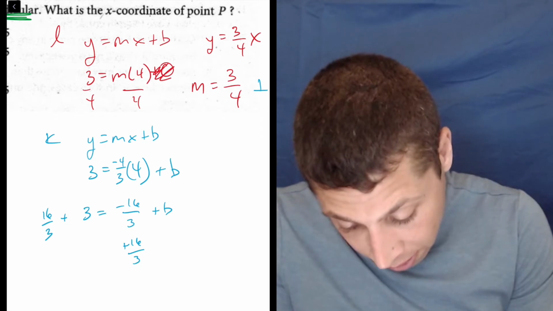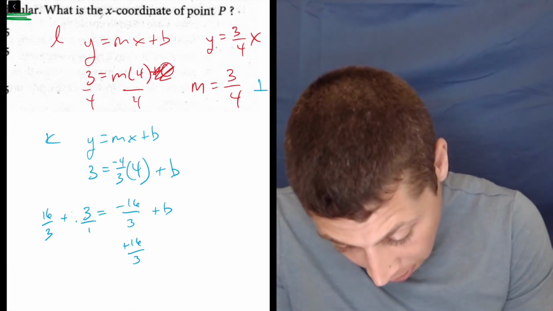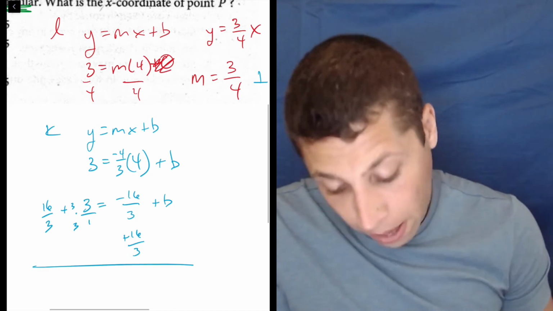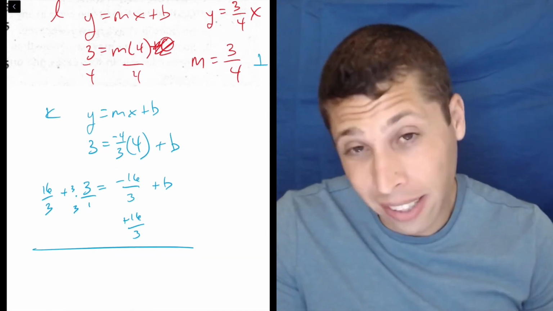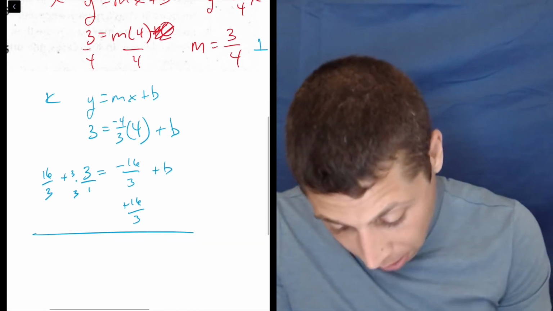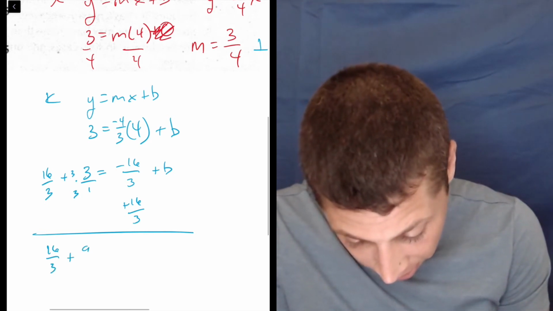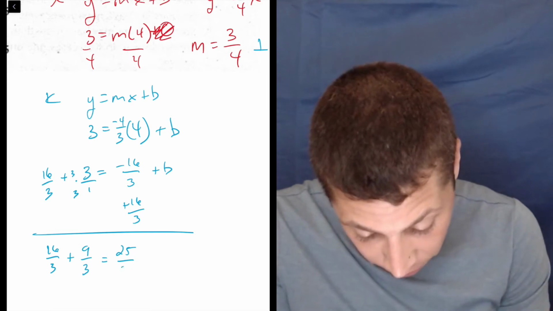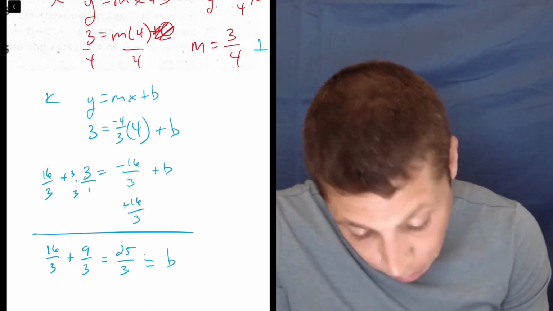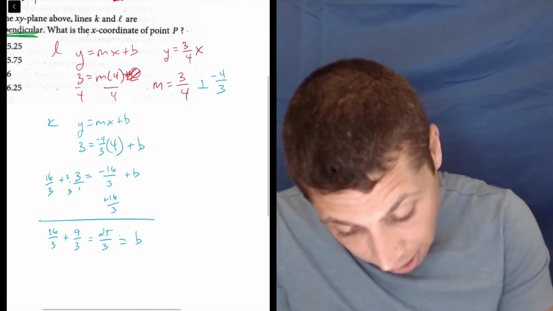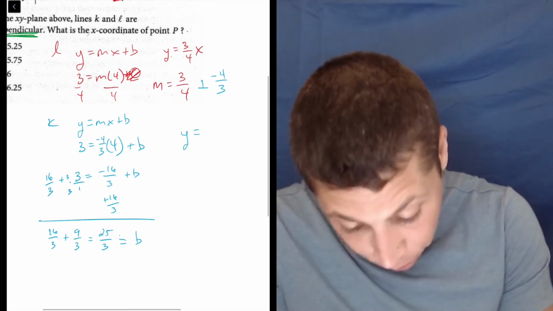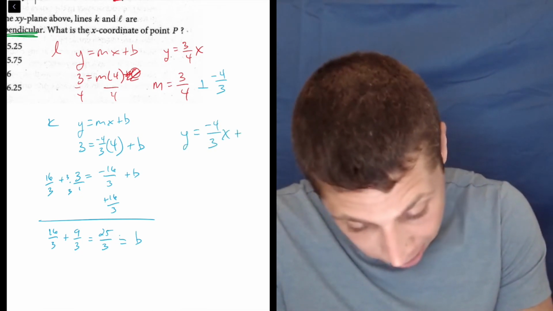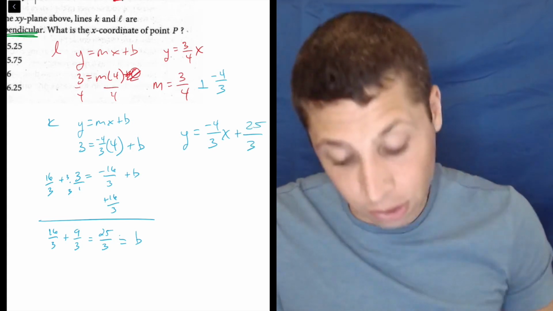And let's turn this into 3/3 or 9/3. I know we have a calculator, but honestly, with fractions, I'd rather just do it by hand. So 16/3 plus 9/3 is equal to 25/3, which is equal to b. So now the equation of line K is y equals negative 4/3 x plus 25/3.